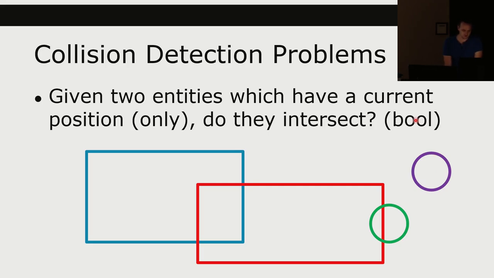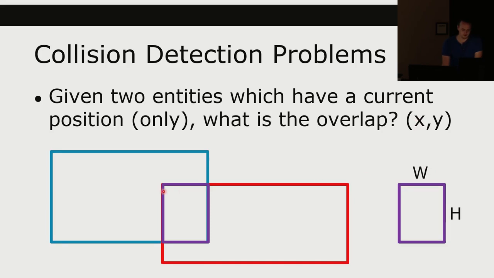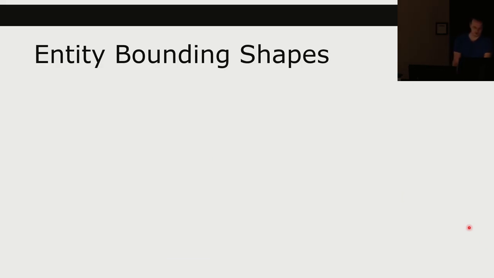Another question is not only do they intersect, but by how much do they intersect? Because that's going to be one of the key factors in how we actually resolve this, right? Okay, if they intersect by this much, maybe I need to do at least that much to resolve that. So for example, here we have this blue rectangle and this red rectangle, and if we calculate by how much they intersect, we get this other rectangle, right? And so that has a width and a height, and we'll talk about that a bit later. But first, let's talk about how we get those bounding shapes themselves.